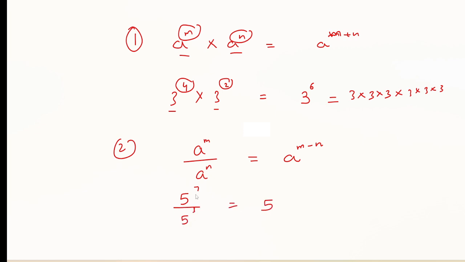So we write 5 once, we subtract the exponents 7 and 3, 7 minus 3. So we will get 5 raised to power 4. So this is the division law that will help you in solving problems.